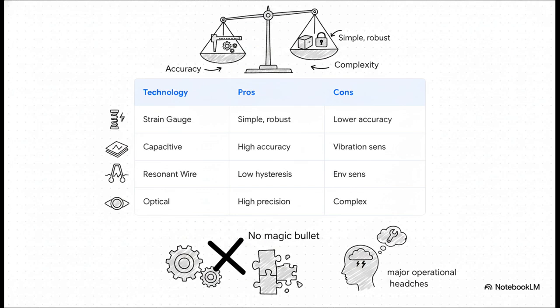There is absolutely no magic bullet here. When you select a transmitter, you're inherently trading away one attribute to gain another. And as you'll see in a minute, ignoring those trade-offs can lead to some major operational headaches.